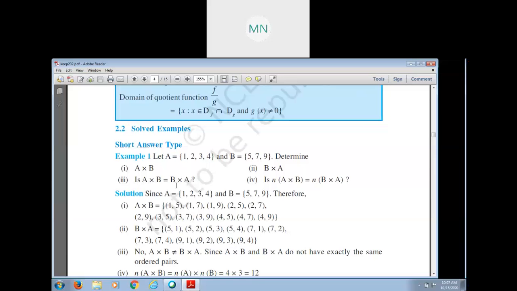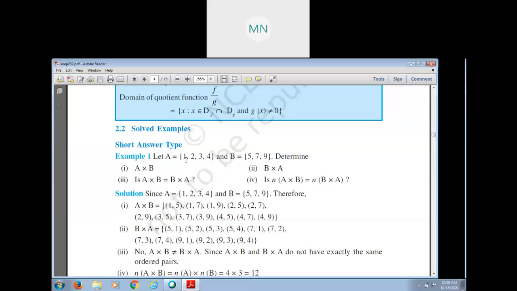Can you find A cross B? Yes, ma'am. Okay, for A cross B, first we have to take the elements from A, because we are trying to find A cross B. First element of A is what? 1. So we start from 1. So it will become 1 comma 5.